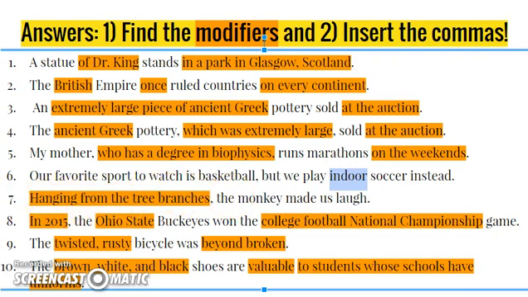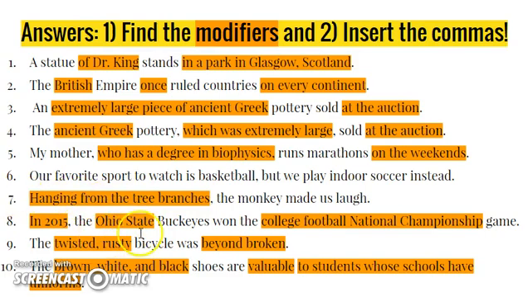The monkey made us laugh. The Ohio State Buckeyes won. What did they win? Which game? The college football national championship. Which bike? The twisted, rusty one. And I could reverse the order of these, so I'm going to go ahead and put a comma here between the coordinate adjectives. How broken? Beyond broken. Which shoes? Ones that are brown or white or black.